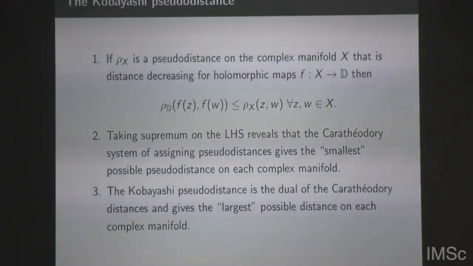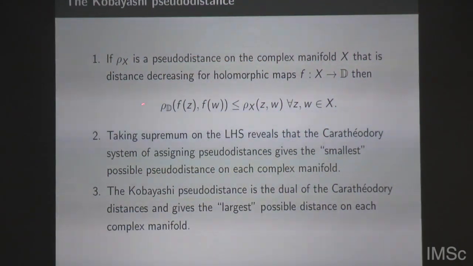So, now observe that we define the Carathéodory pseudo distance by considering holomorphic mappings from the complex manifold into the unit disk. Say you have equipped the complex manifold X with a distance rho_X such that holomorphic mappings from X to D become distance decreasing. That means you put the Poincaré distance on D, you put this rho_X on X, and holomorphic mappings become distance decreasing. That is just saying that rho_D(f(z), f(w)) is less than or equal to rho_X(z, w) for all z, w in X, right.